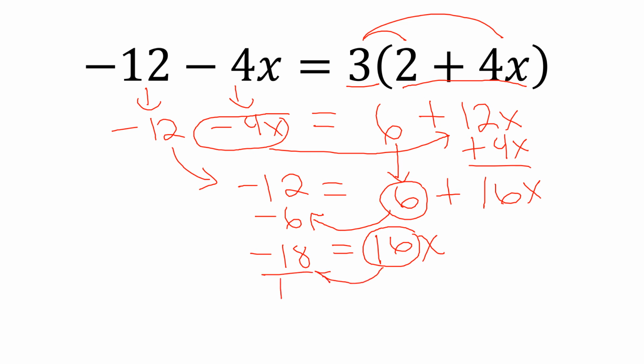on the other side. Negative 18 divided by 16, I can simplify that as a fraction to be negative 9 over 8, which is x. So x is simply negative 9 over 8.